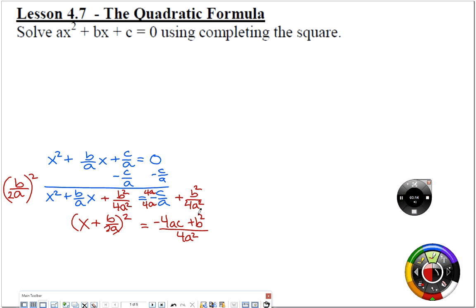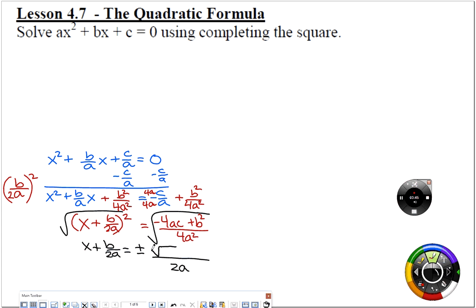So what are we going to do next? We're going to square root both sides, okay? So when we square root both sides, this side is just going to be x plus b over 2a. This side is going to be positive or negative. Okay? What is the square root of the denominator? 2a. The numerator I can't square root. You can't do it piece by piece because there's things being added together.